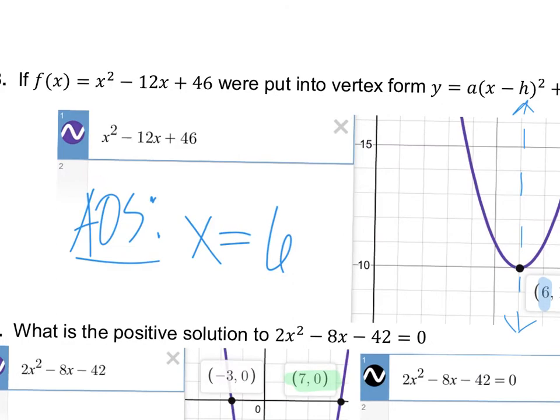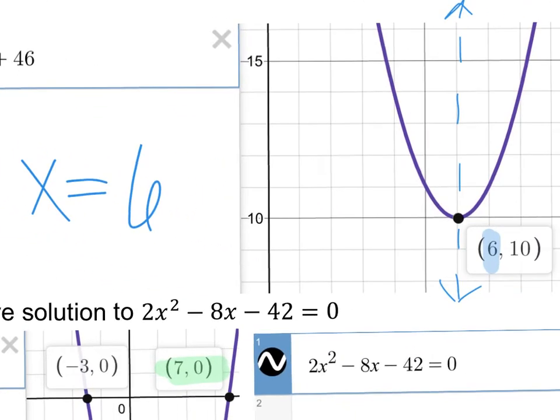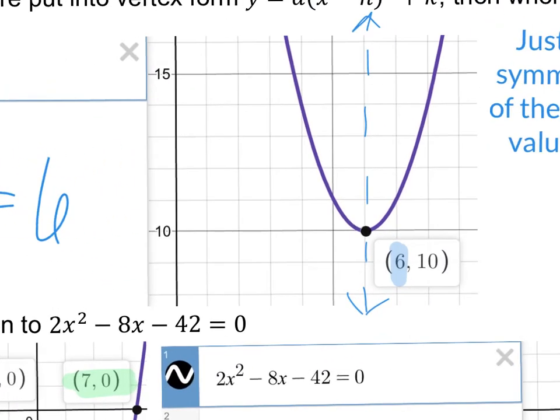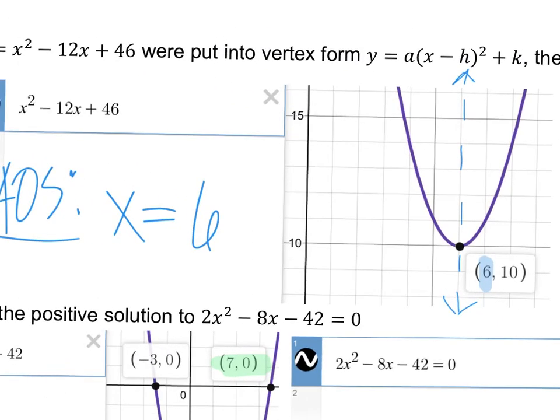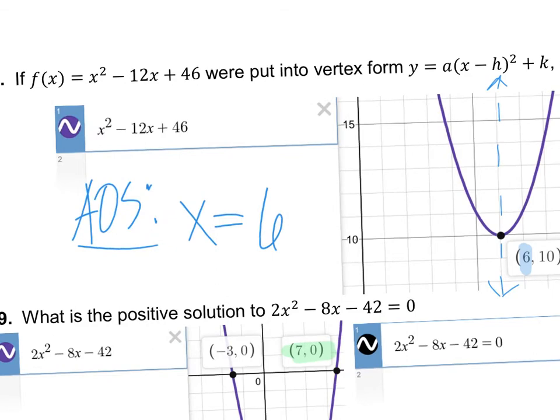So I just graphed the original equation. I looked at the vertex, and your axis of symmetry runs through the vertex, so it's x equals the x-coordinate, which is 6. So that's why I wrote down x equals 6. Okay, so I didn't have to do any conversion there.